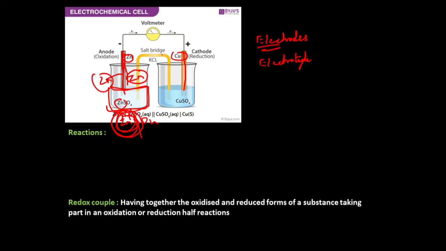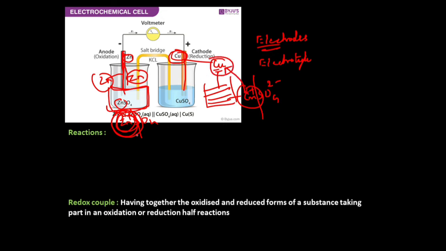In the same way, we will take another rod, that is a copper rod. We will dip this rod in a solution which contains copper ions. So we will take copper sulfate. When copper sulfate breaks up, it will give Cu2+ and SO4 2-. So we will get the ions which are the same as those of the rod.